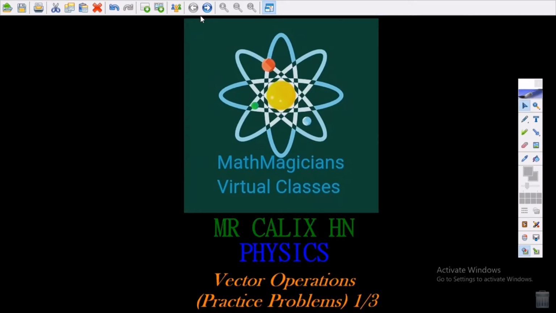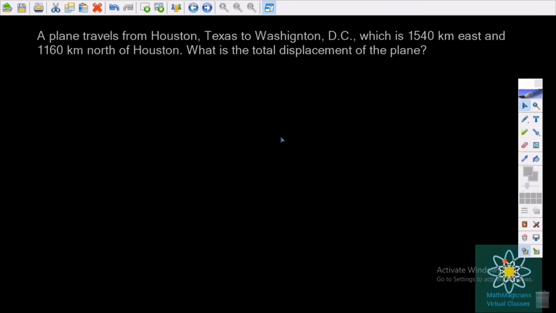The first exercise says, a plane travels from Houston, Texas to Washington, D.C., which is 1,540 kilometers east. We're going to make our line for 1,540 kilometers east, and 1,160 kilometers north from Houston. Okay, so there we have it. What is the total displacement of the plane?